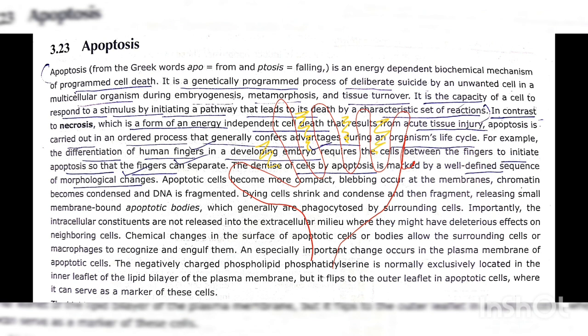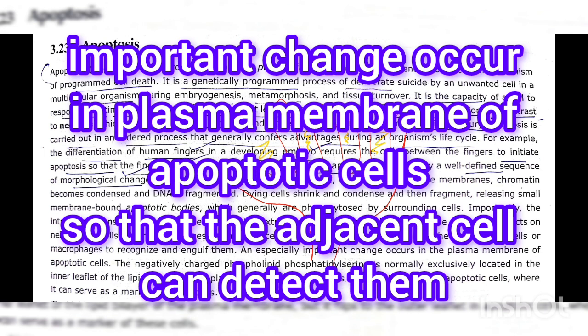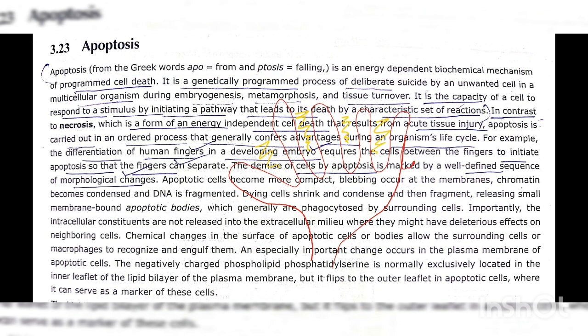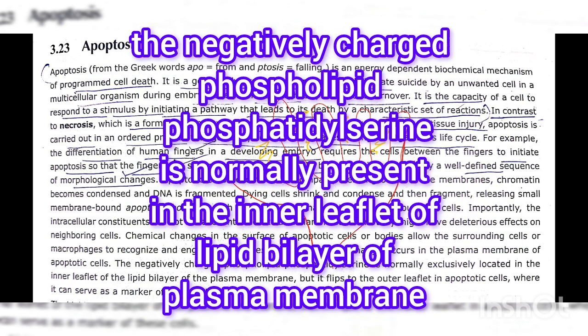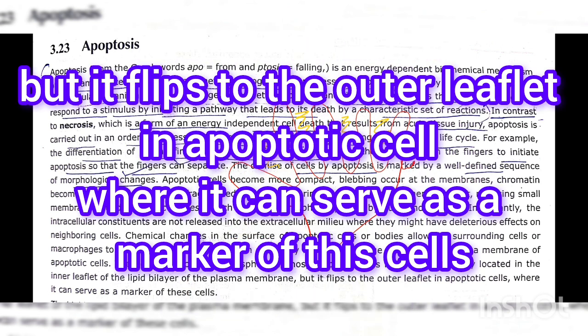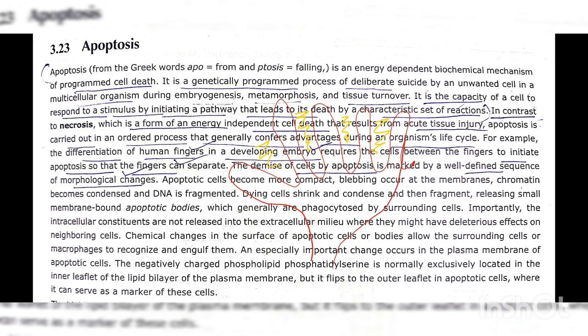There are also some chemical changes that occur on the surface of the apoptotic cells. One important event occurs in the plasma membrane of apoptotic cells. The negatively charged phospholipid phosphatidylserine is generally located in the inner leaflet of the lipid bilayer of the plasma membrane, but it flips to the outer leaflet of the apoptotic cell, where it serves as a marker of this cell. So other cells can easily detect the apoptotic cell and then kill or eat it.